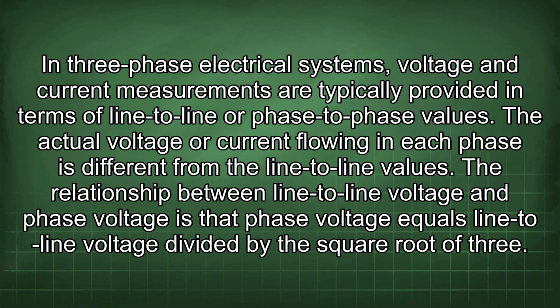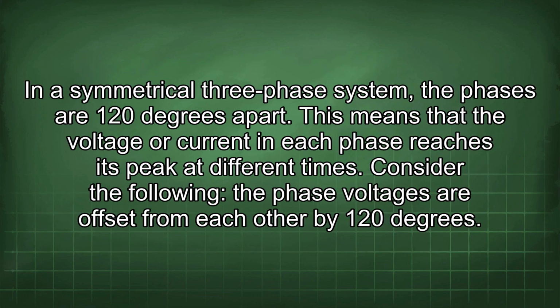In three-phase electrical systems, voltage and current measurements are typically provided in terms of line-to-line or phase-to-phase values. The actual voltage or current flowing in each phase is different from the line-to-line values. The relationship between line-to-line voltage and phase voltage is that phase voltage equals line-to-line voltage divided by the square root of 3. In a symmetrical three-phase system, the phases are 120 degrees apart.